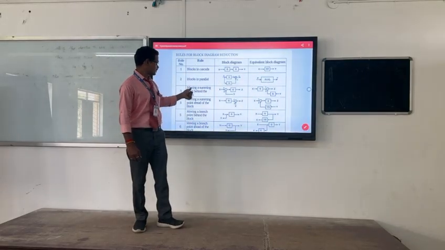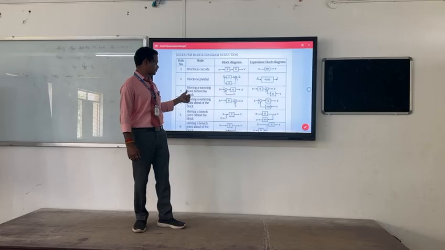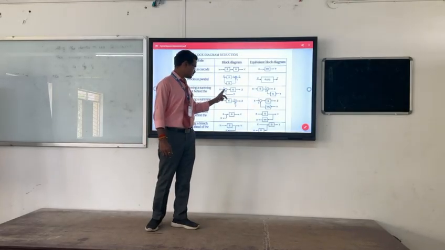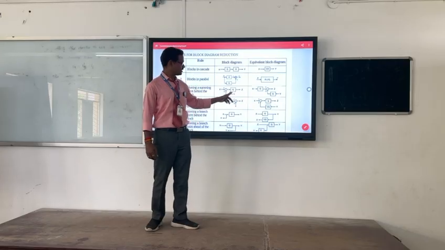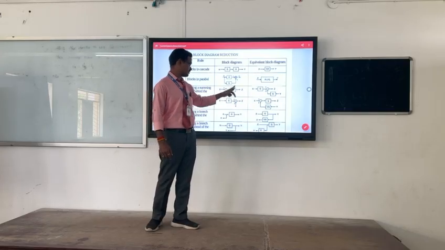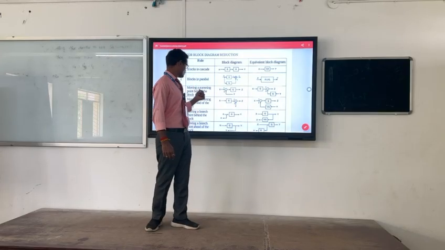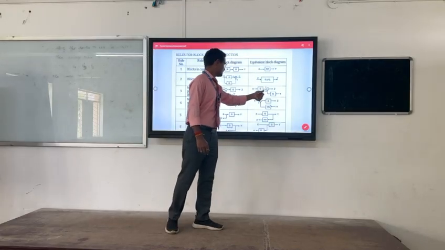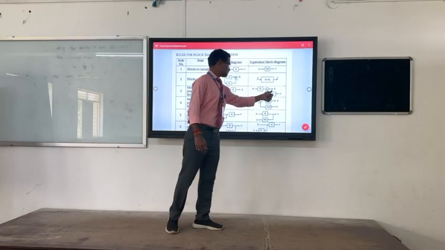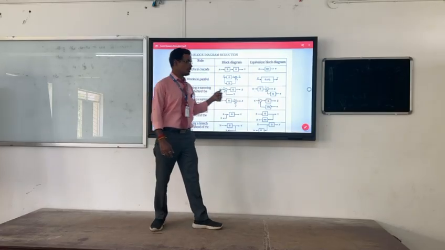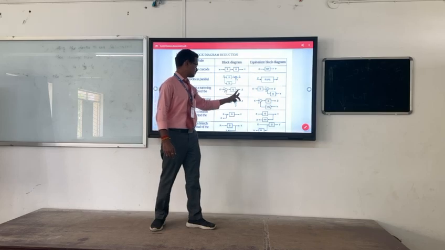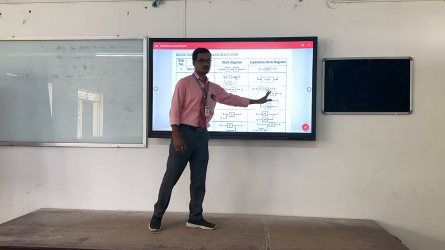The next one, the third one, is moving a summing point behind the block. If the summing point is moving from behind the block, from this point to this side, we are moving the summing point. That's why you can go for this value. You have one more gain value. This gain value is multiplied with this block. If the summing point is moving in front of the block, this gain value is multiplied with this summing point. Those are the rules for the third one.